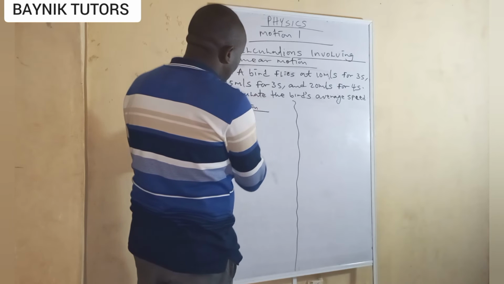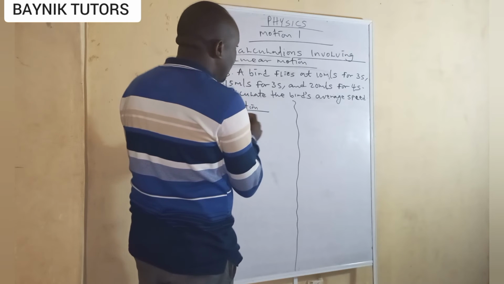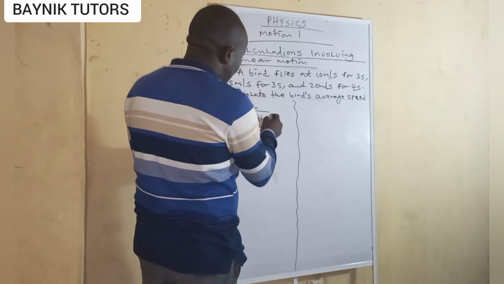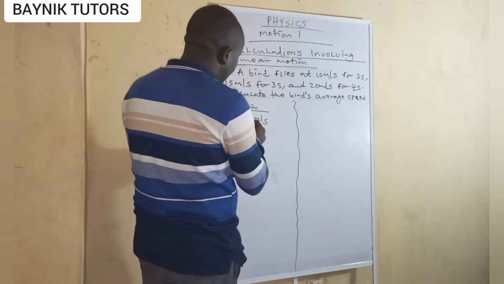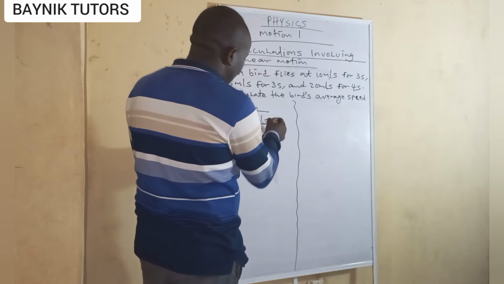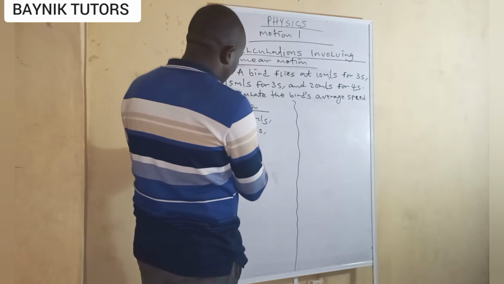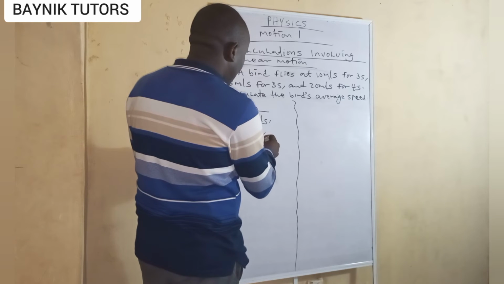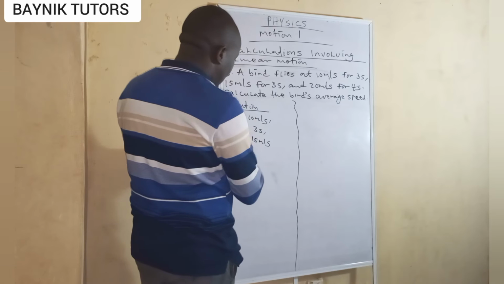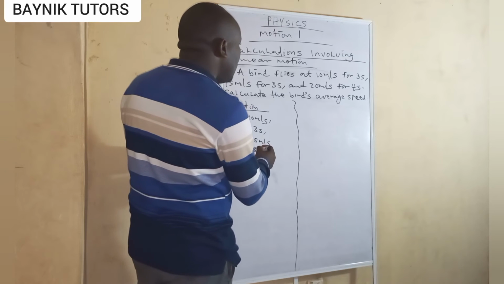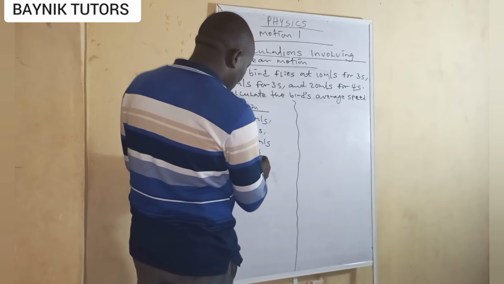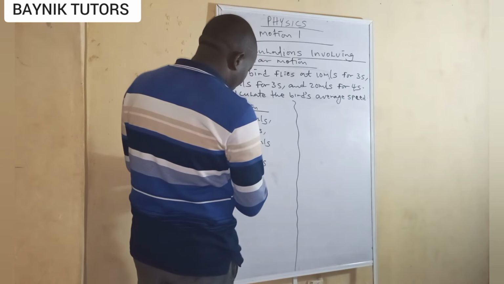We have our solution here. The first average speed, D1, is 10 meter per second. The T1 is 3 seconds. Our second is 15 meter per second, and the T2 is 3 seconds also. Then our third is 20 meter per second. Our T3 is 4 seconds.